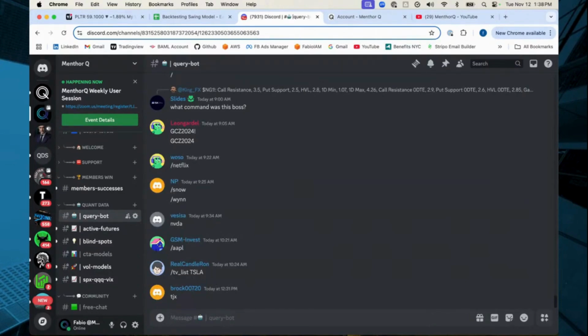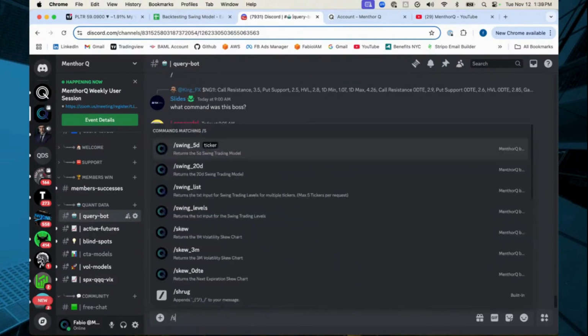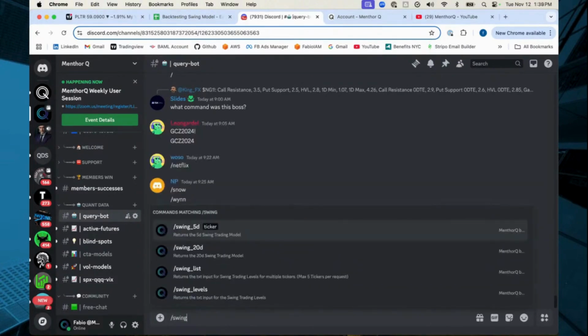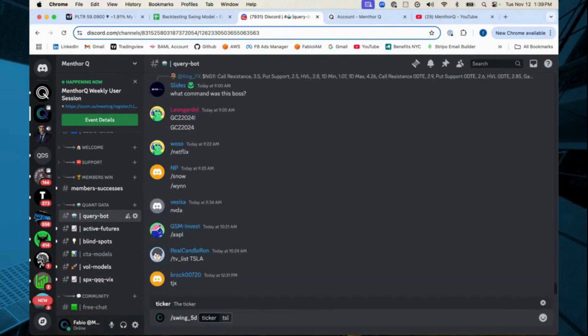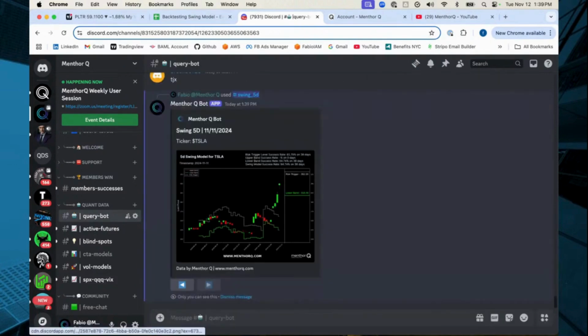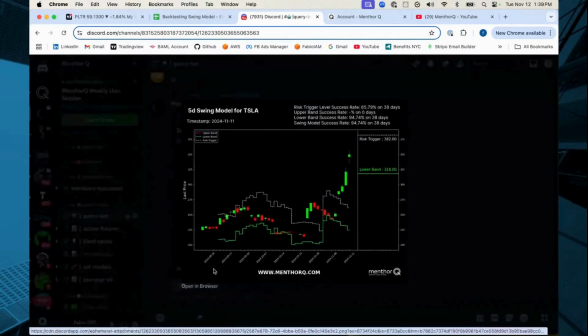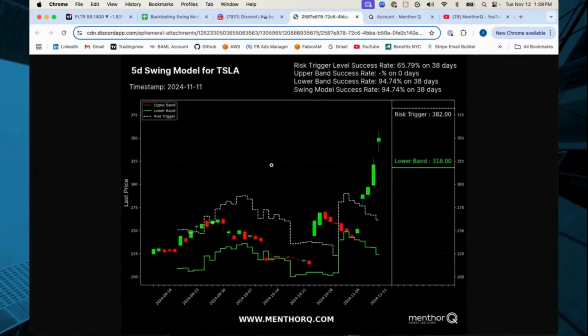Yes, 100%. As everyone, Nvidia or Tesla. So Tesla is at the moment really interesting. After the elections it's going really crazy, I think Tesla is one of the most interesting. So if we look at the Tesla model, in this case, what you see right here is the model calculated as of the end of yesterday. We have a lower band right here, 318, and then we have a risk trigger of 382.